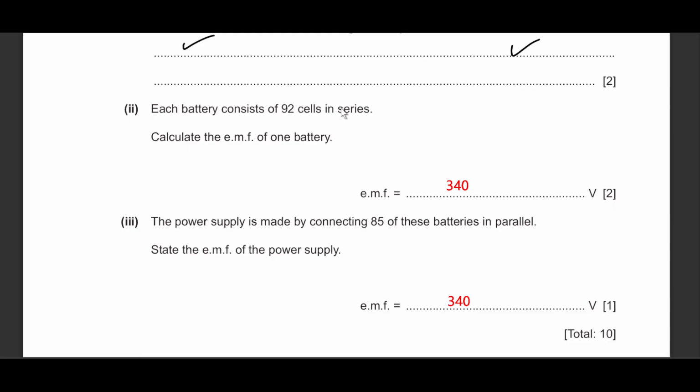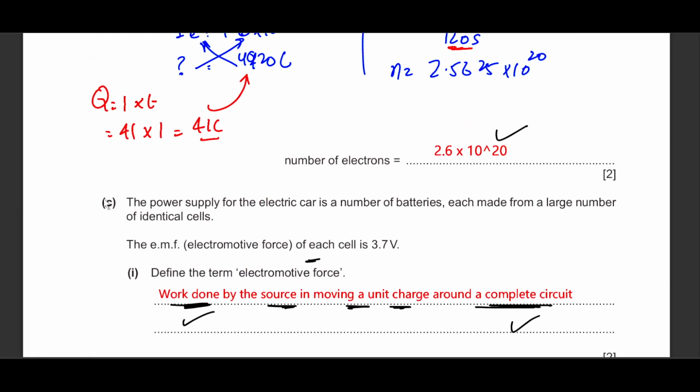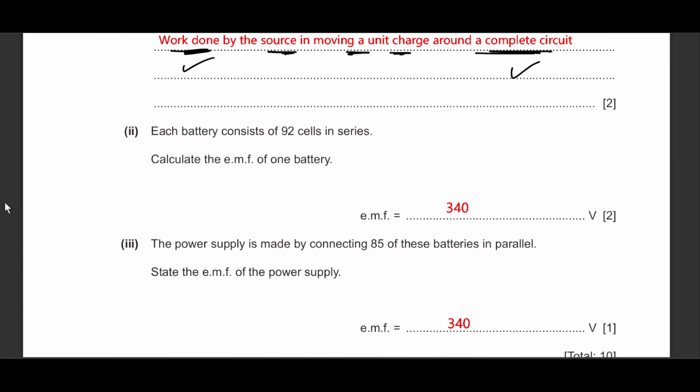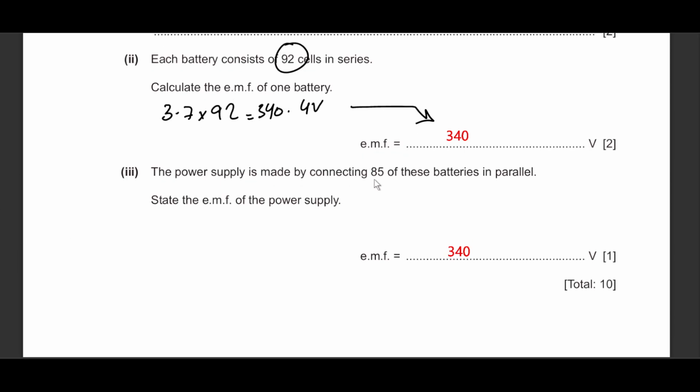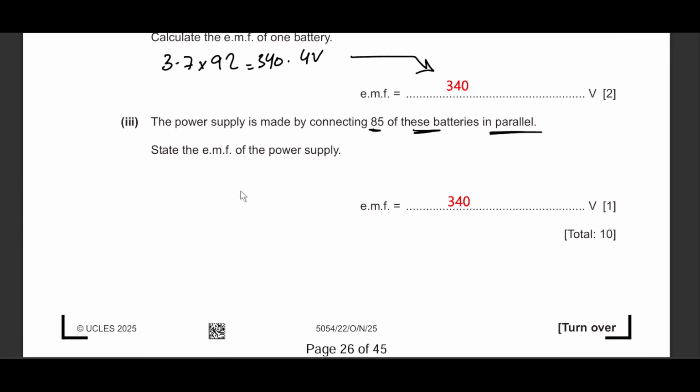Each battery contains 92 cells in series. Calculate the EMF of one battery. One cell is 3.7 volts, and 92 are connected in series. So 3.7 multiplied by 92 gives me 340.4 volts, which will be 340. He said the power supply is made containing 85 of these batteries in parallel. In parallel, the voltage remains the same, so it is still 340.